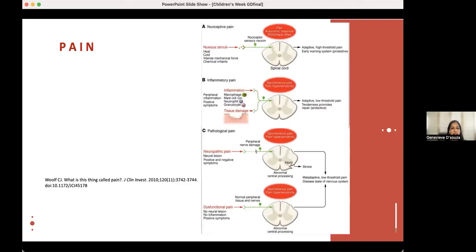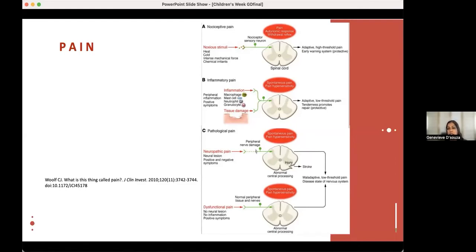Pain is always a personal experience that is influenced to varying degrees by biological, psychological, and social factors. I like to say that my favorite researcher is Clifford Woolf. How would you define pain? It's so difficult to define pain, and I love to quote this article, "What is this thing called pain?" It's an article I would ask you all to read. In it, he describes pain in different categories: nociceptive, inflammatory pain, and pathological pain. Pathological pain itself can be divided into subgroups: neuropathic and dysfunctional pain.